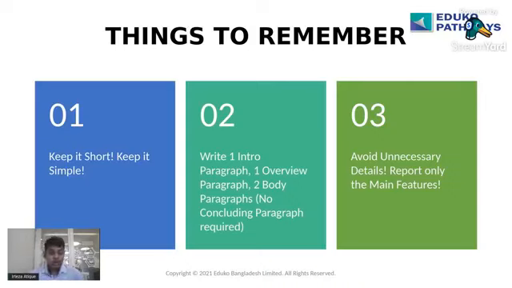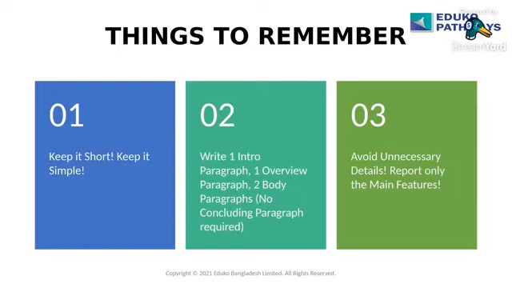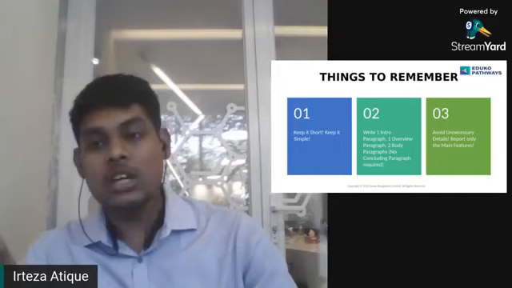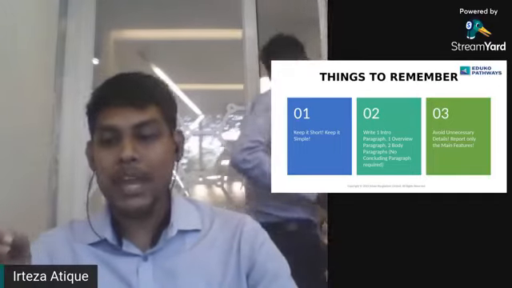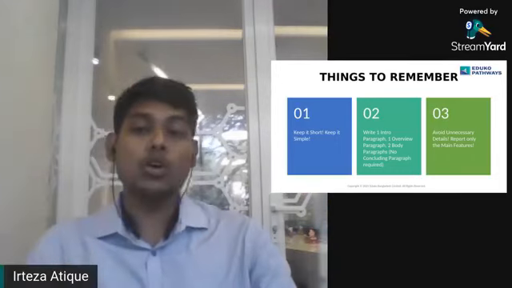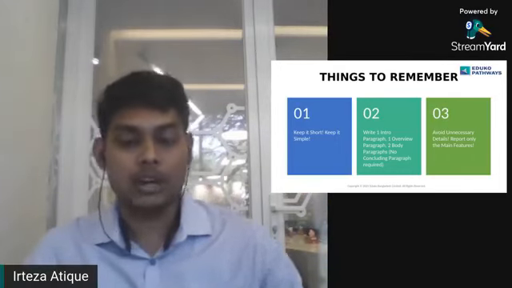And number two, you have to plan your paragraph right. You're gonna be writing one intro, one overview, and two body paragraphs, and then the last thing is avoid unnecessary details. Report only the main feature. Do not write all the information that you see on the image. Just only write the main features. Okay, so identify the main features, then plan how you're going to incorporate them into the body paragraphs.